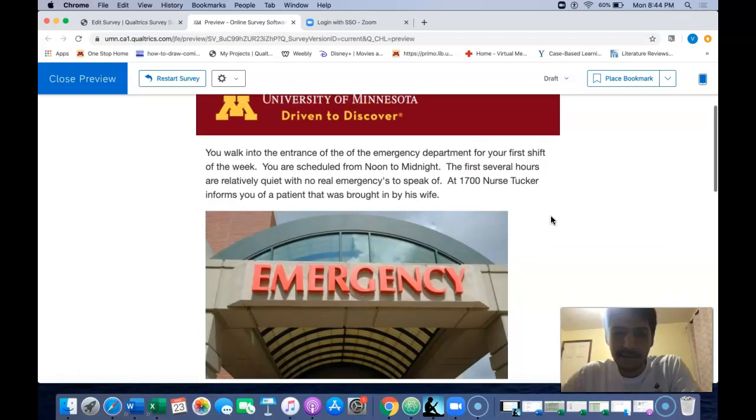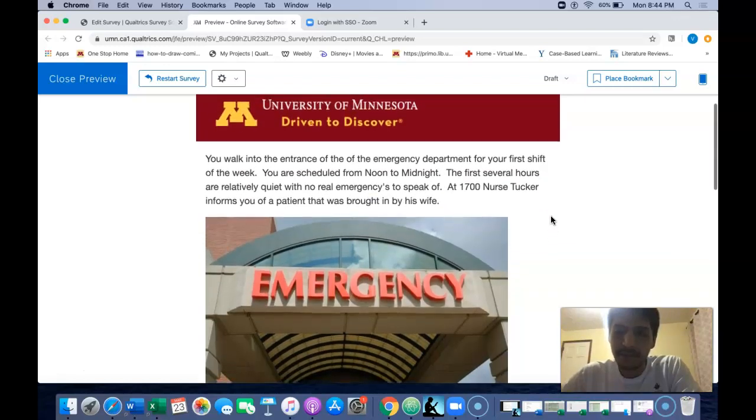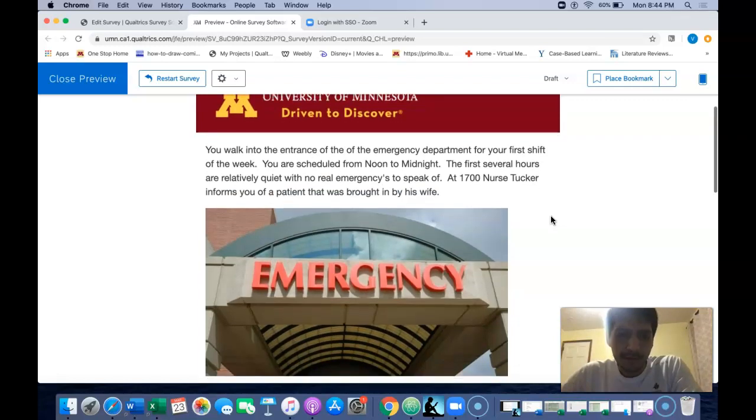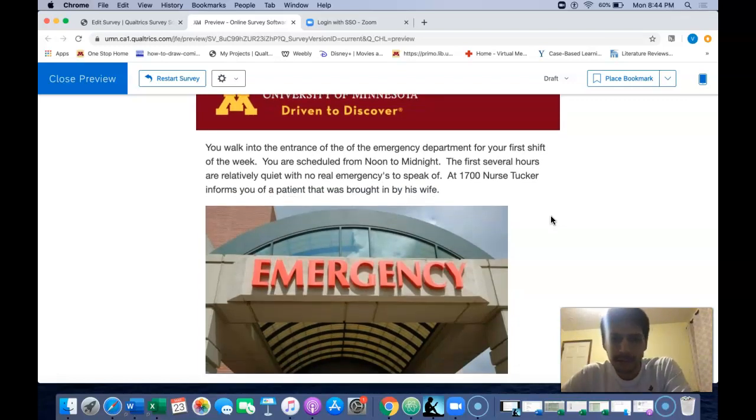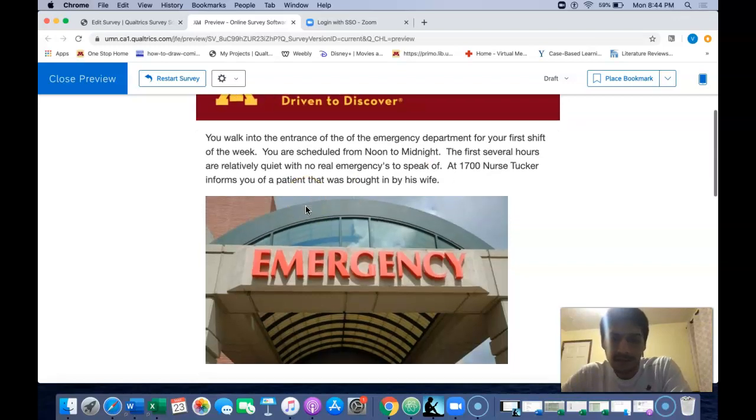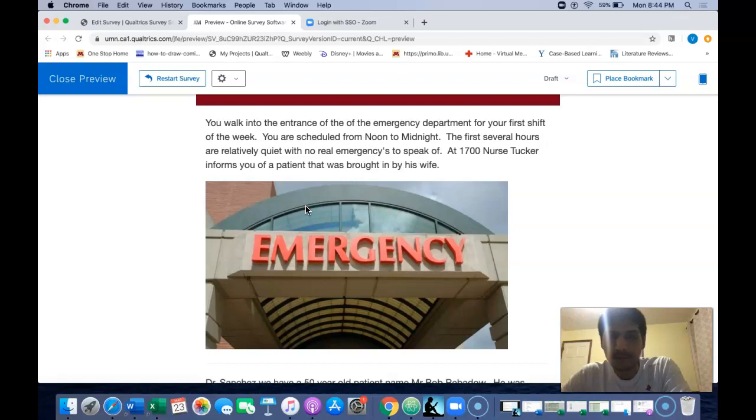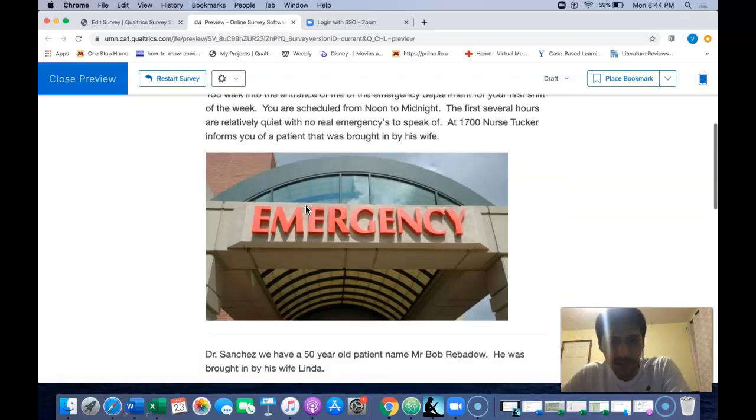So as I mentioned in my paper and in my video, this is much like a choose your own adventure book, but for medical students. So we can see here the start of the case. You walk into the entrance of the emergency department for your first shift of the week. You're scheduled from noon to midnight. The first several hours are relatively quiet, with no real emergencies to speak of. At 1700 hours, Nurse Tucker informs you of a patient that was brought in by his wife. Nurse Tucker is actually my friend Emily Tucker, who is a nurse who was helping me with this as well.